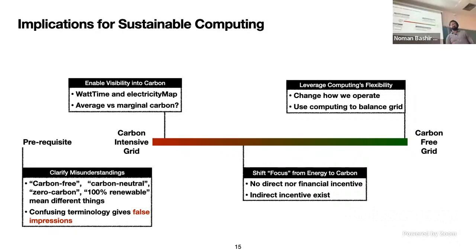Okay, so one other thing: what does all of this mean for sustainable computing? The first thing that we need to do is some prerequisites. If you just search for sustainable computing, you will find a plethora of different terms and jargon that you won't understand, and everyone would think they mean the same thing. Carbon free, carbon neutral, zero carbon, 100% renewable, net zero: all of these things mean different things. And they can be confusing for people.